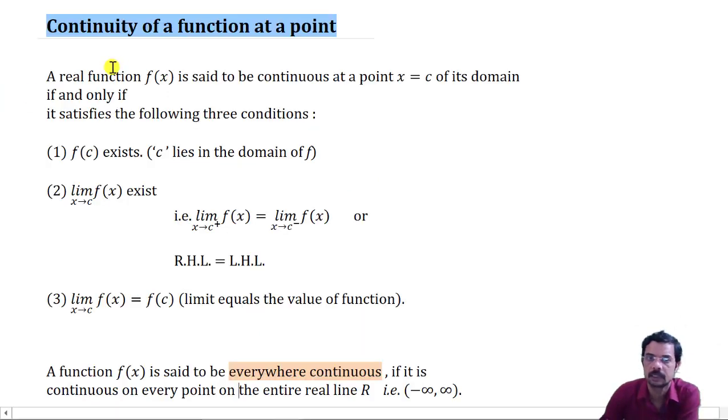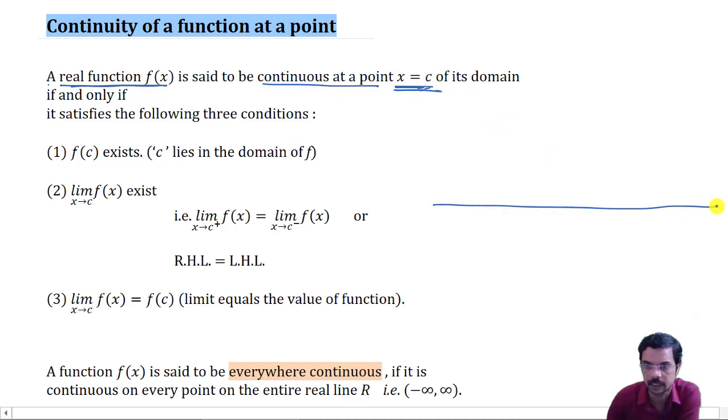Now we shall understand the definition of continuity of a function at a point. When can we say that a function is continuous at a point? Consider this theoretical portion. A real valued function f is said to be continuous at a point x equal to c. Say for example, this is the x-axis, and there is a graph of the function like this. Now if I am talking about whether the graph is continuous at this point or not, we are talking about pointwise continuity, whether the graph is continuous at this point c or not. That is what we are trying to understand.